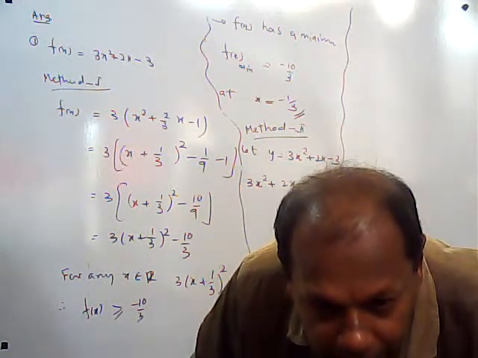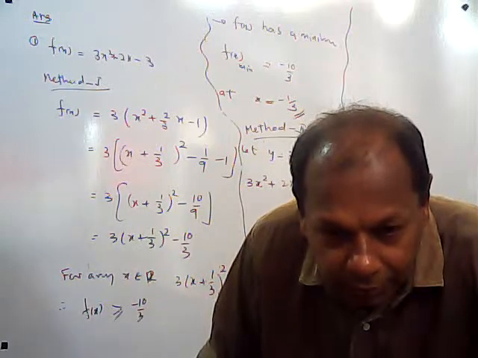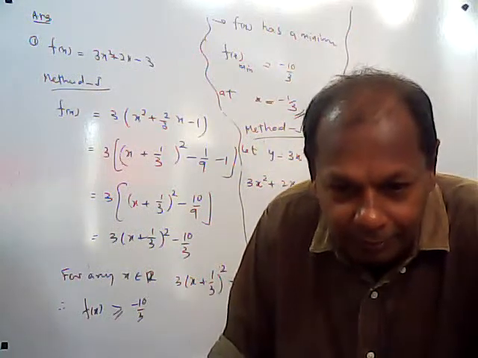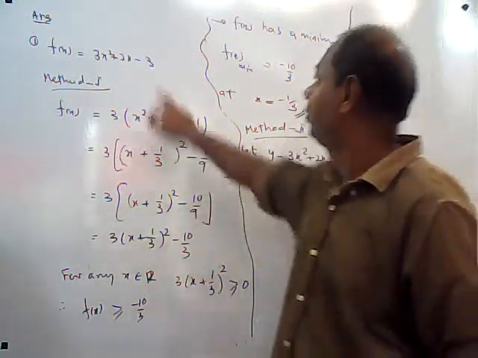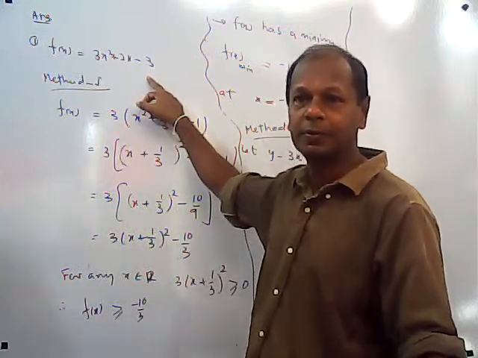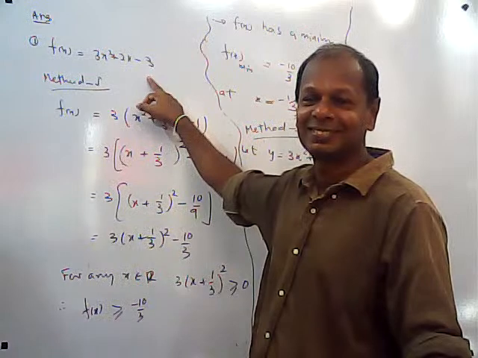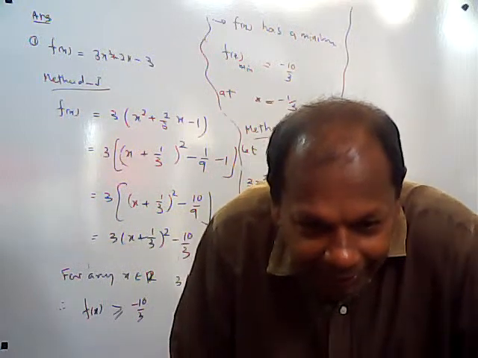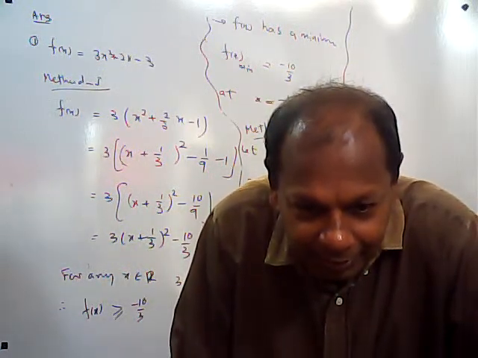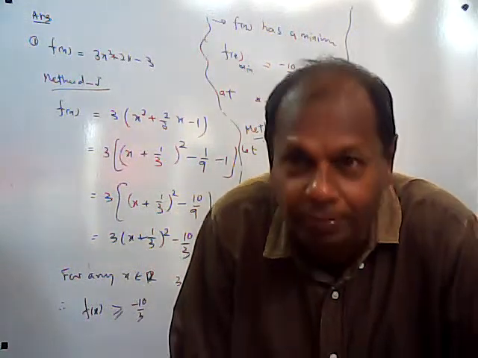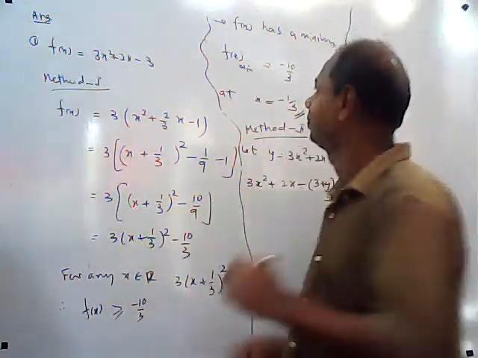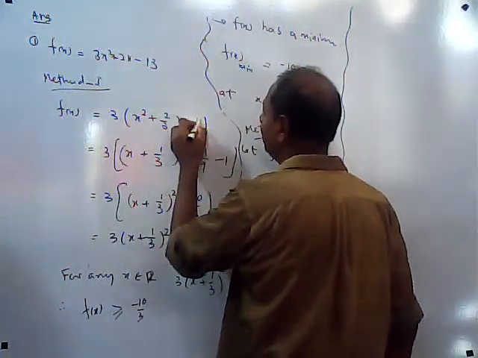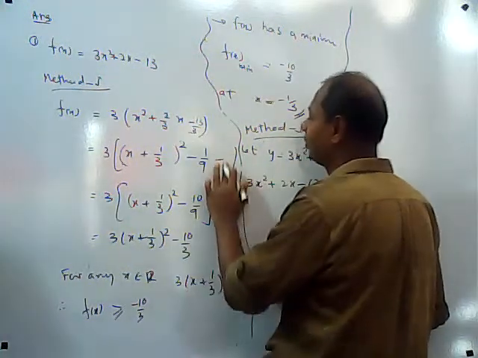The constant term is minus 13. In the question, I have given 13, not 3. Minus 13, isn't it? Okay, I'll change it. Then it will be minus 13 over 3.